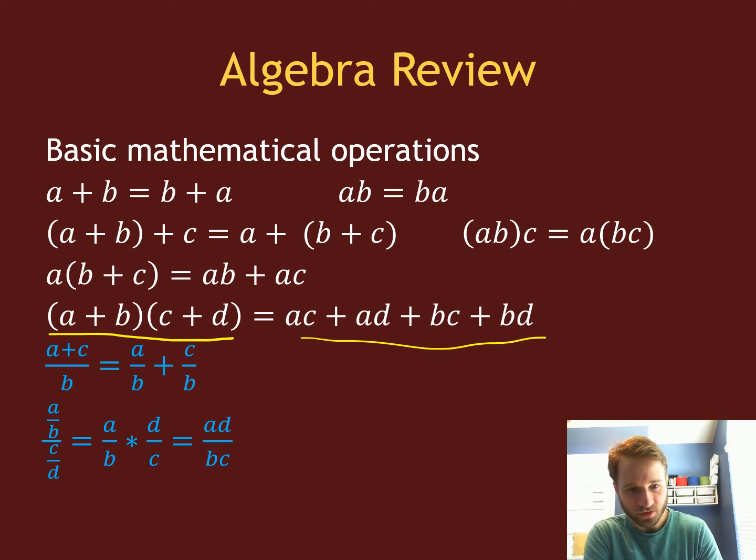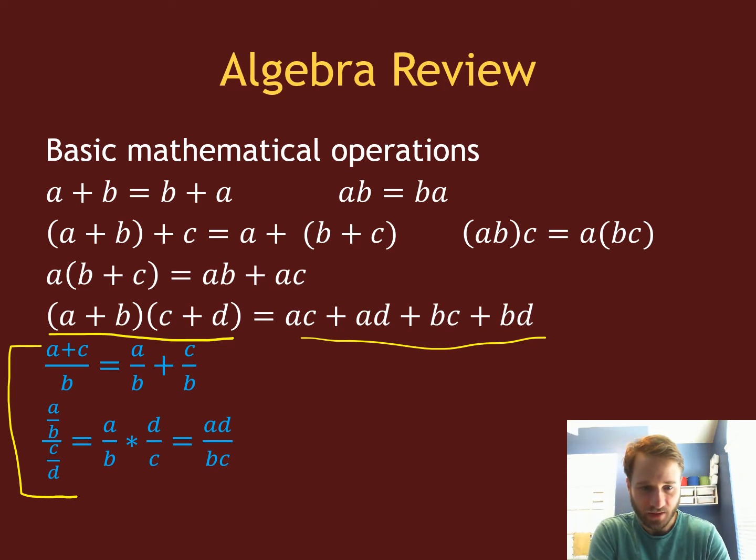And then some reminders of what happens with fractions. Often we can forget that if I have a fraction a plus c divided by b, it's the same as a divided by b plus c divided by b. Similarly, if I am dividing two fractions, a divided by b, divided by c divided by d, this is the same thing as writing a divided by b times d divided by c. If you have a fraction in the denominator of a division, you can take the reciprocal of that fraction and multiply by it. So this term simplifies down to ad over bc.